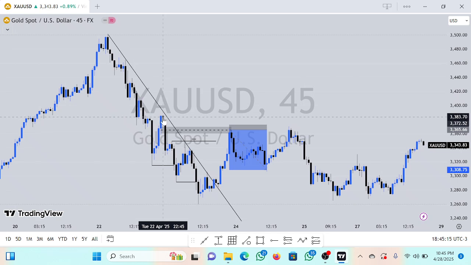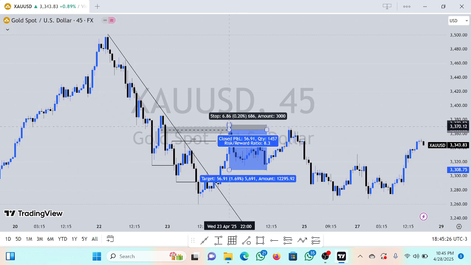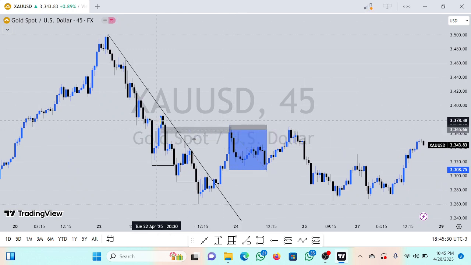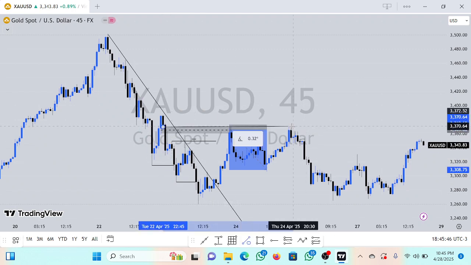This is a good block, which also caused this change of character, a break of structure, and also has this inducement. So my initial sell will now serve as the engineered liquidity for this zone, which is the block here, this last candlestick, which I drew out here.